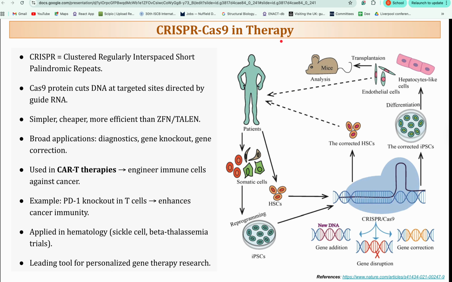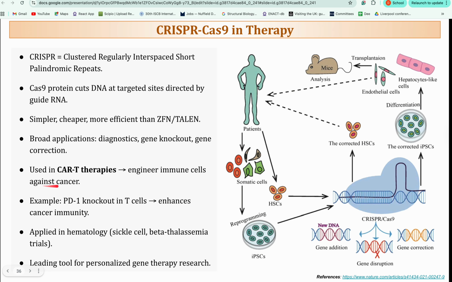Okay, now we'll talk about CRISPR-Cas9, which was the third approach. CRISPR stands for clustered regularly interspaced short palindromic repeats, and Cas9 is another protein which cuts the DNA at the targeted sites, directed by the guide RNA. It is simple, cheap and more efficient as compared to ZFNs and TALENs, and it has broad applications in diagnostics, gene knockouts and gene corrections, and it is also used in CAR T therapies, in which we change the receptors at the surface of T cells.